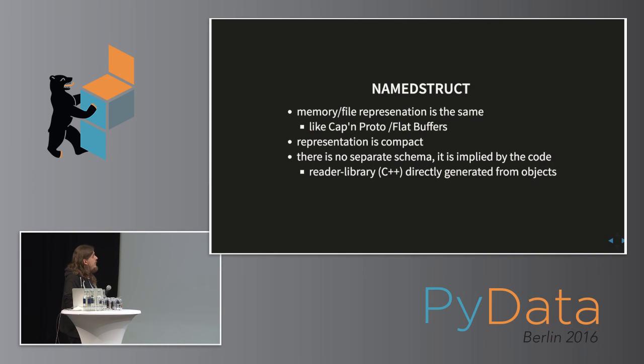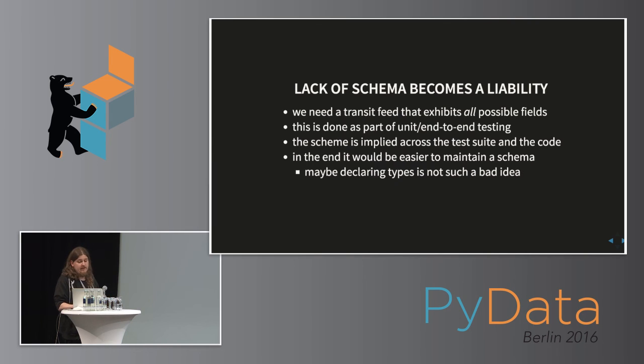So the idea that we used in the end is that we have this binary file where the in-memory and the in-file structure is the same. That worked really well. That works also in Cap'n Proto and FlatBuffers. Our representation is much more compact than them. And the schema is separate. It's not separate. It's in the code. And then you can generate it directly from objects.